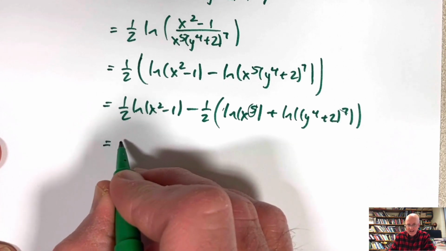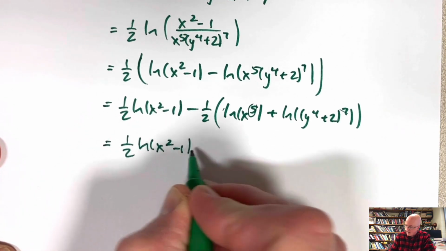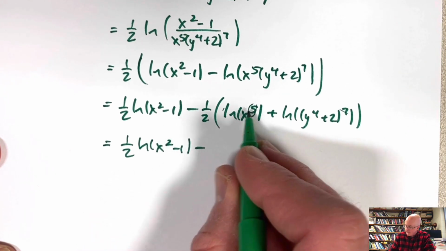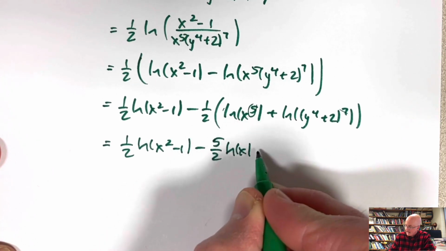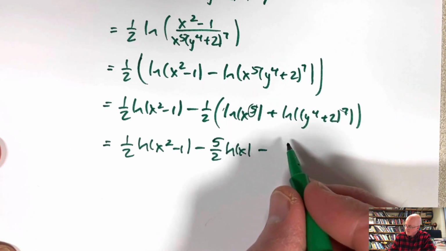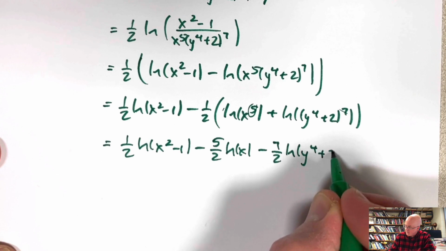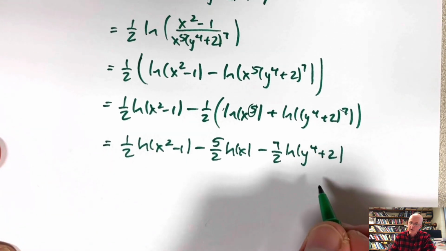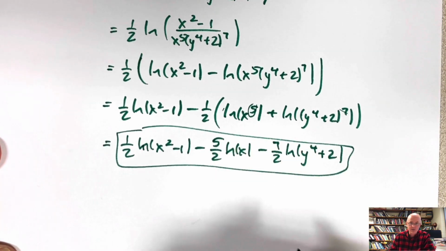So I have to leave that as is. I get 1/2 ln of x squared minus 1, minus, okay, the minus 1/2 is going through. I bring the 5 down, minus 5/2 ln of x, and also minus, the minus 1/2 goes through over here, the 7 comes down, minus 7/2 ln of y to the 4th plus 2. And I cannot bring that 4 in front either because it's not the entire thing being raised to the 4th power. This is as far as you can go. That is the answer to this question.